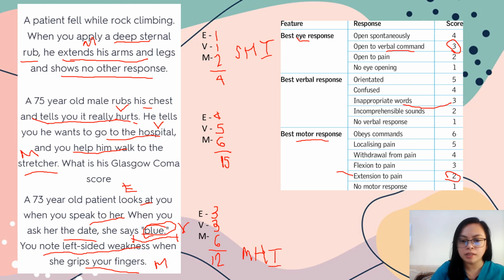Okay, so this is how you are going to score when you observe a patient, and you are going to interpret the scores and report accordingly to your physician. Okay.